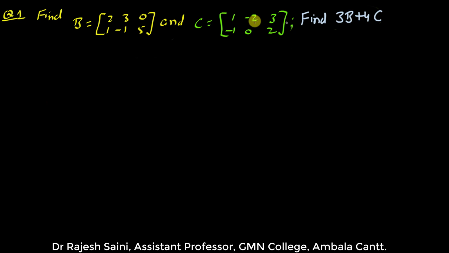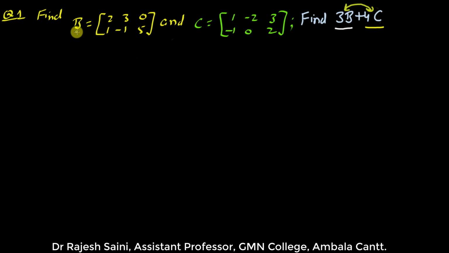Addition. So here we have taken an important problem, and the statement of the problem is: B matrix is given and C matrix is given, and we have to find 3B plus 4C. So firstly we will find 3B, then we will find 4C, and then we will add up both of these.